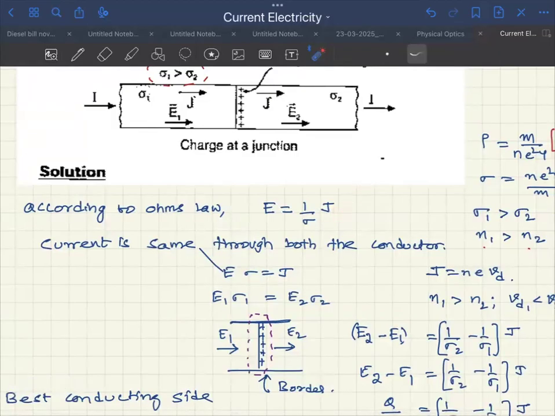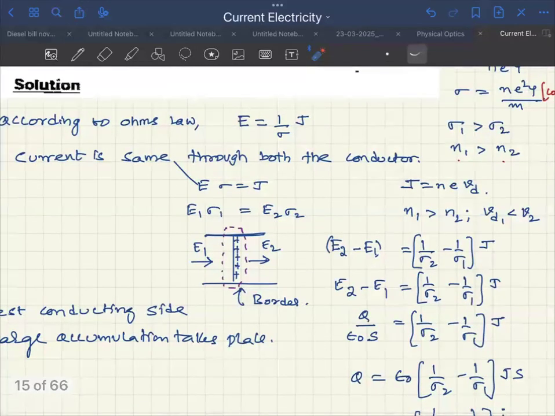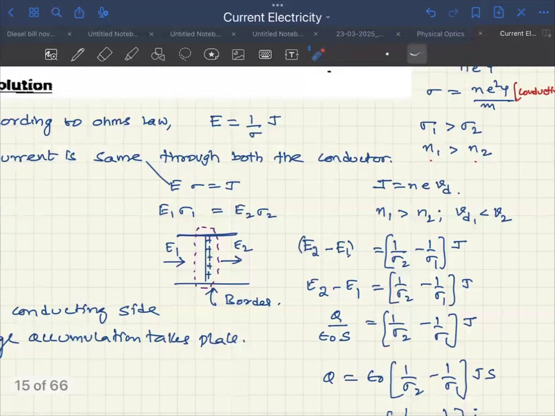I have given this relation. E is equal to rho J or E is equal to J by sigma. E into sigma is equal to J. Remember, current density is the same. So E1 rho 1 is equal to E2 rho 2. Right. Now you apply, I am now assuming, yes, there should be charge across the border because E1 and E2 are different. If you permit me, I will write E2 minus E1 as 1 by sigma 2 minus 1 by sigma 1 times J.